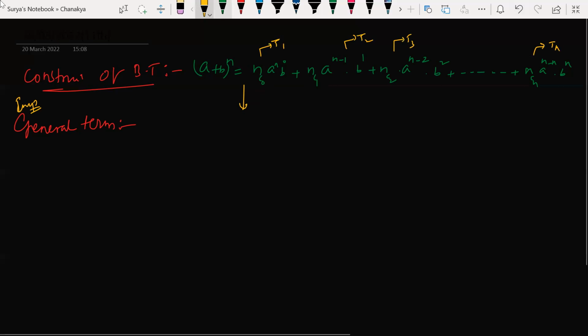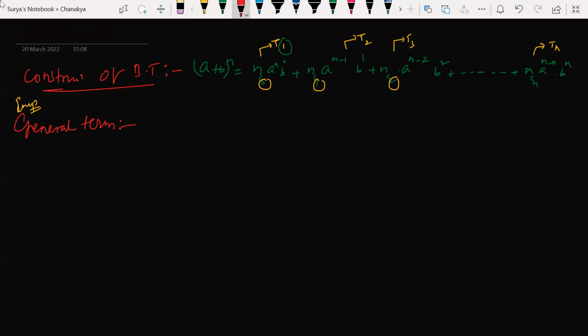So for the first term, what is the r value here? 0. For the second term, what is the r value? 1. For the third term, what is the r value? 2. So what is the pattern you are getting here? For the first term, r value is 0. For the second term, r value is 1. For the third term, r value is 2, and so on. If you are writing the nth term, your r value is going to be n minus 1, right?